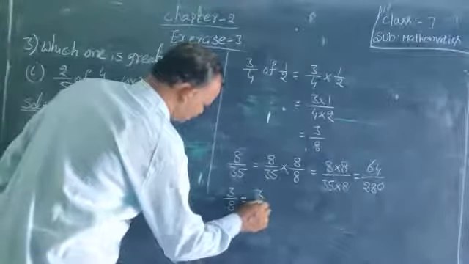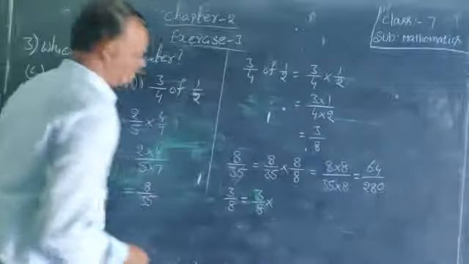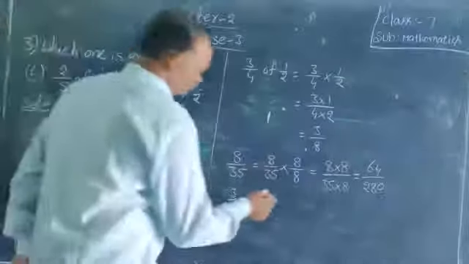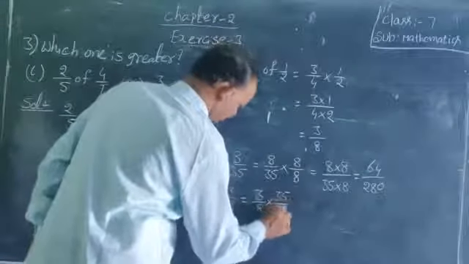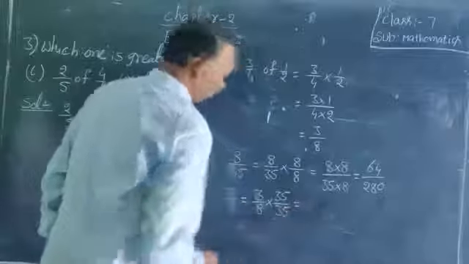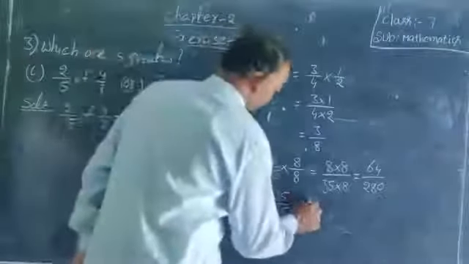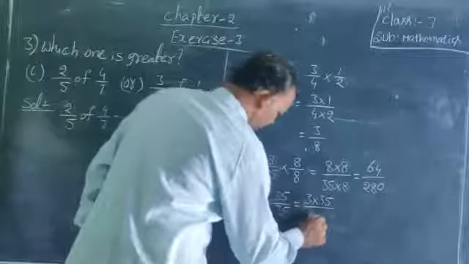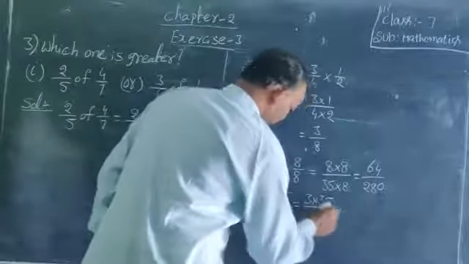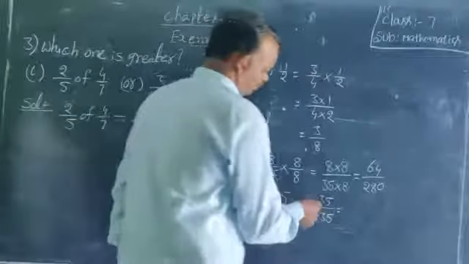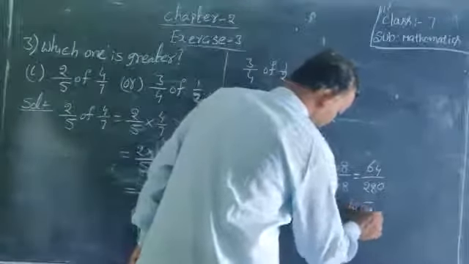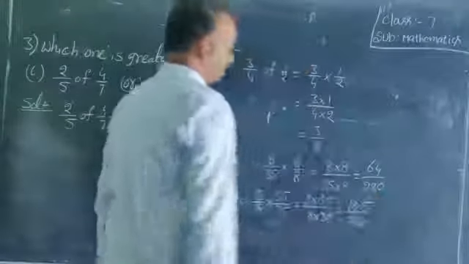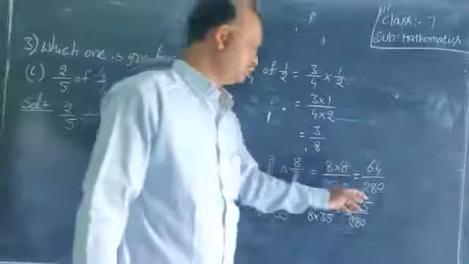So the value is multiplying with the first denominator value, that means multiplying and dividing by 35. 35 by 35. Now we are multiplying the values: 3 into 35 by 8 into 35. 3 into 35, 35 3s are 105 by 280. So the two denominators are 280 and 280.